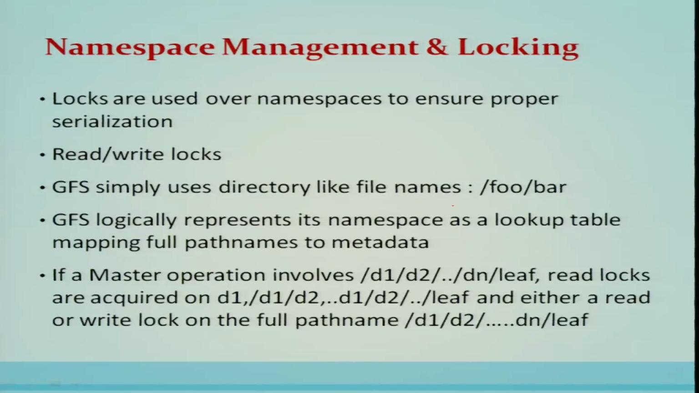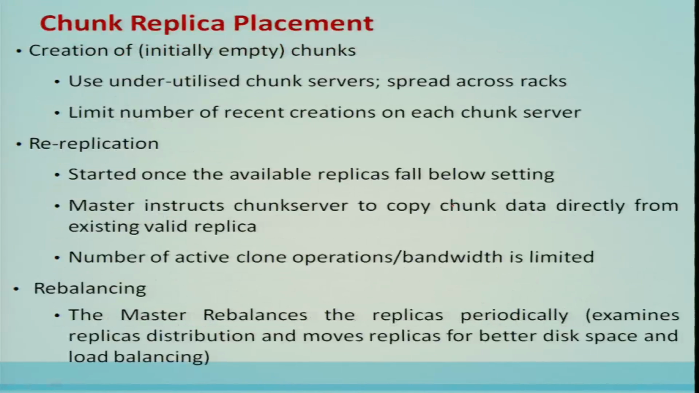So let me mention that the file name and its index is stored not in the form of a directory, but in the form of a lookup table which is hashed. So using this, the namespace lookup is very efficient here in Google file system. Chunk replica placement: creation of initially empty chunks uses the underutilized chunk servers which are spread across the racks, and re-replication is started once available replicas fall below the setting. So re-replication is performed so that all the empty servers are properly utilized.